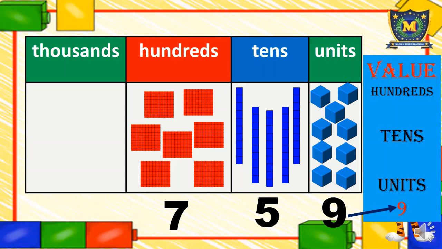How about rods on the tens place? We have here 5 rods. Now what's the value for 5 rods? Great job. It's 50. Okay, last one. How about 7 flats on the hundreds place? What's the value for 7 flats? Great job. It's 700. Okay, did a great job? Yeah.